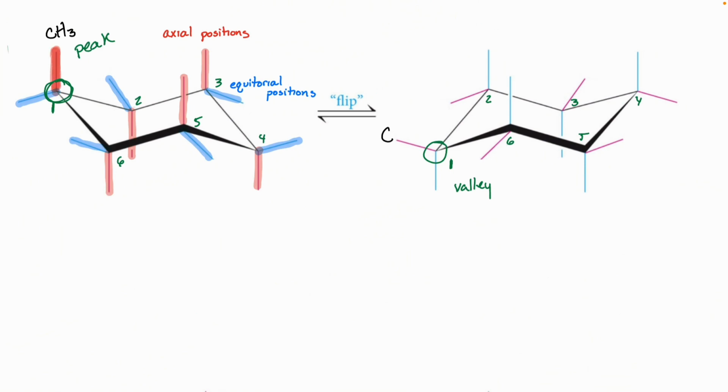Now, that bond is here. And what would we call that position? The axial position or the equatorial position? That's the equatorial position, right? So when we have our flip, our axial becomes equatorial, and vice versa. All the equatorial positions become axial.